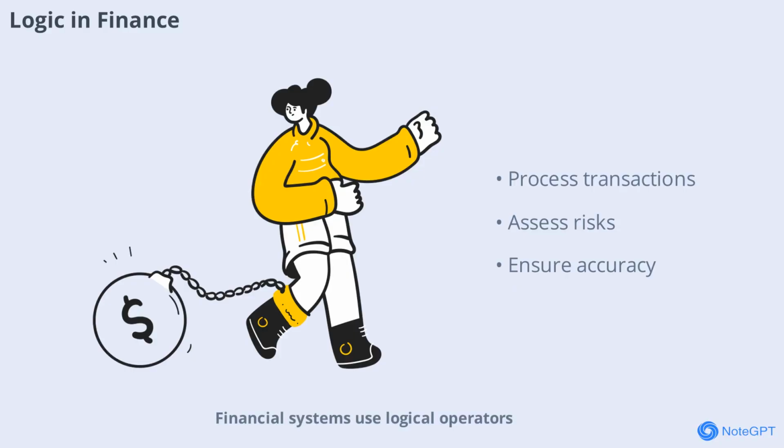Financial systems use logical operators to process transactions and assess risks. For example, a loan might be approved if the applicant meets income and credit requirements. Logical operators help ensure fair and accurate financial decisions.